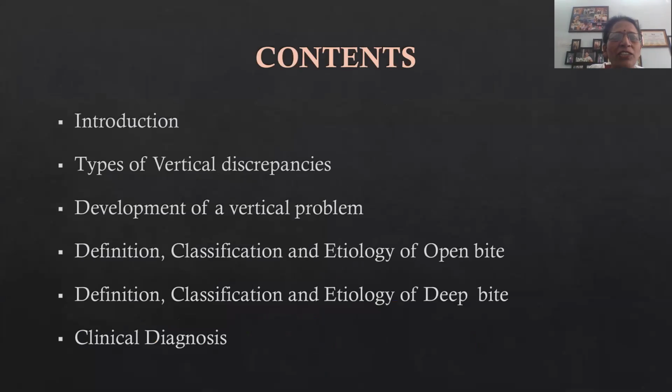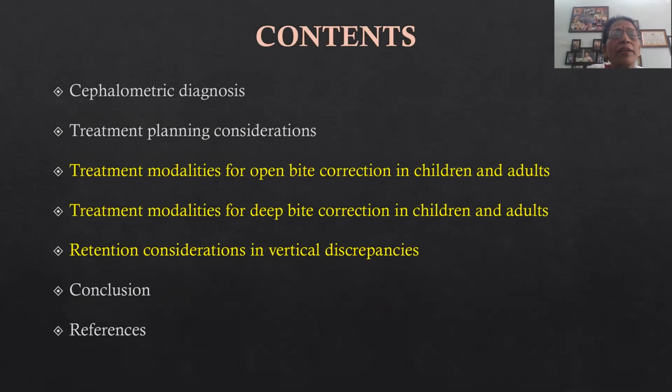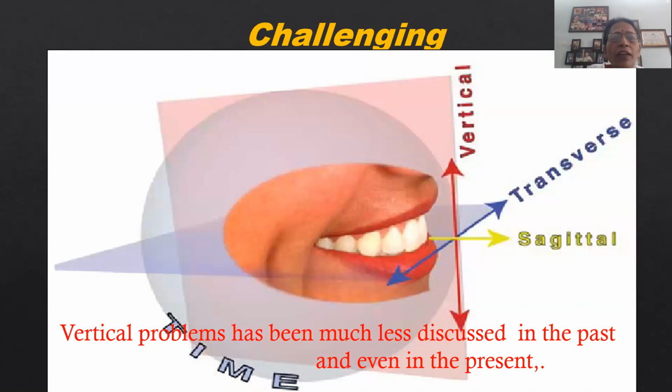Ideally, this topic should be covered under the following heads: the types of vertical discrepancies, the development of the vertical problem, the definition, classification, and etiology of open bite and deep bite, the clinical diagnosis, cephalometric diagnosis, and treatment planning considerations. But because of time constraints, I will directly switch to the treatment modalities for open bite and deep bite in children and adults with the retention protocol.